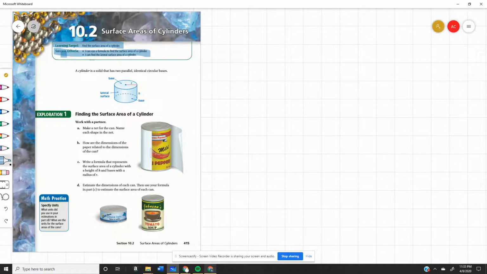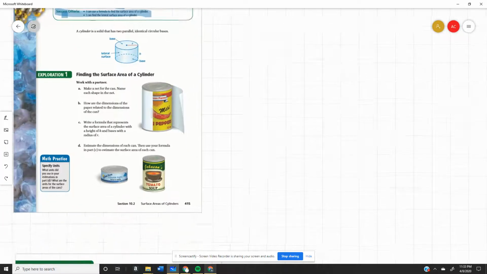Remember that the lateral surface area, if you remember from yesterday, watching the example videos yesterday, does not include the bases. So without any further ado, let's go ahead and jump right in.